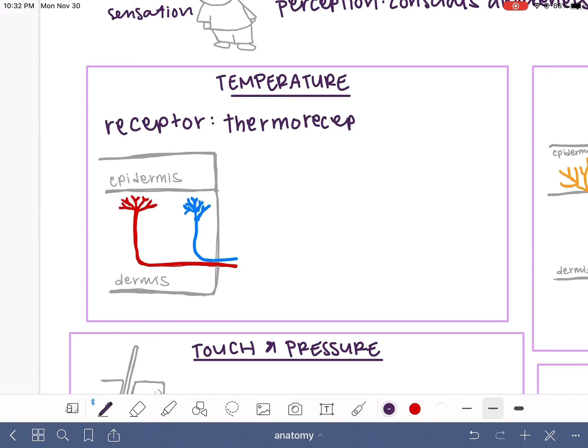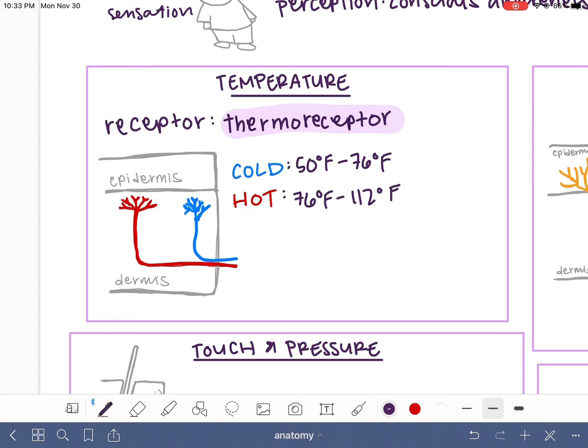So the first sense I'm going to talk about is temperature. The receptors responsible for temperature are called thermoreceptors. There are cold and hot thermoreceptors, different ones. The cold are stimulated at 50 to 76 degrees Fahrenheit, hot at 76 to 112 degrees Fahrenheit. Anything outside of this range is actually pain receptors being stimulated.